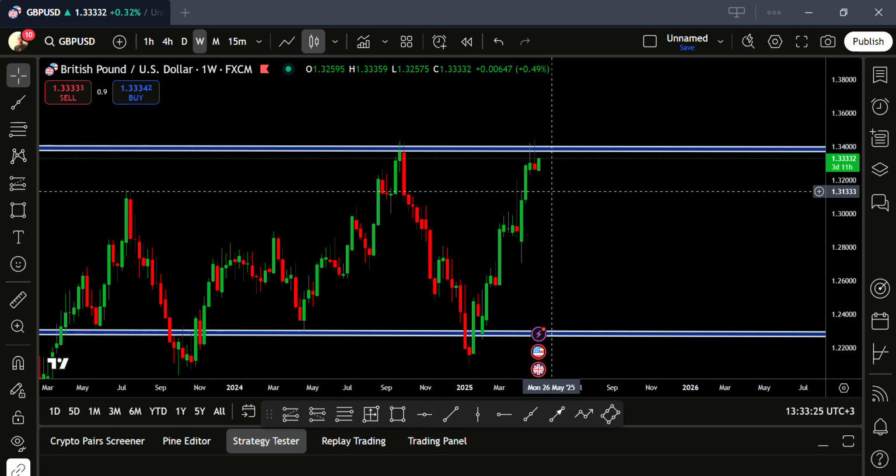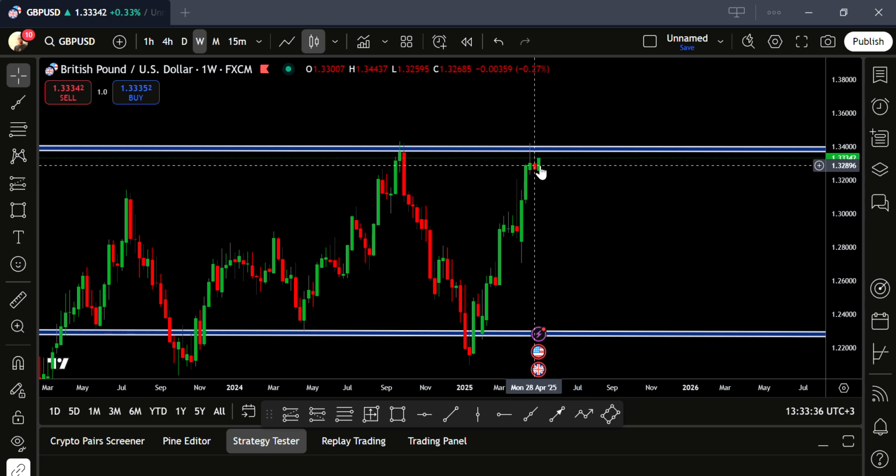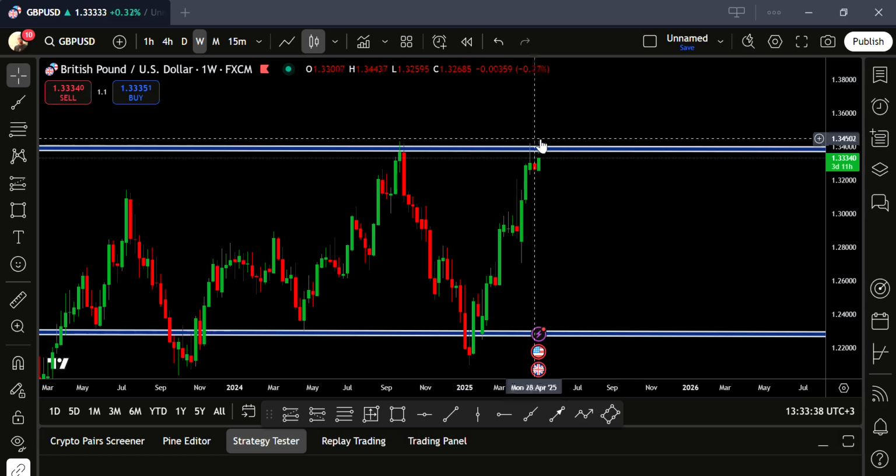Is there a rejection of a previous weekly support or resistance? For this case, we are talking about resistance. Is there a rejection of a previous weekly resistance? Yes. Where is it? It is here. This red candle here. If you see the wick, it is rejecting up here.